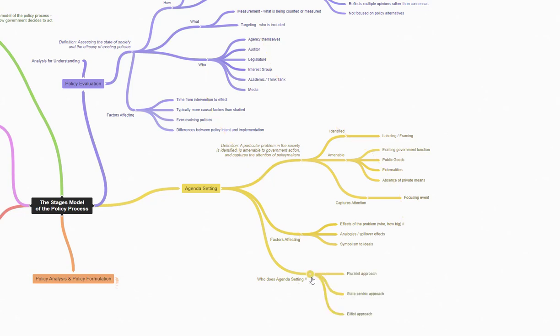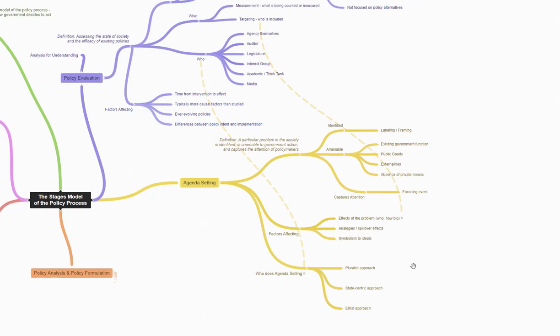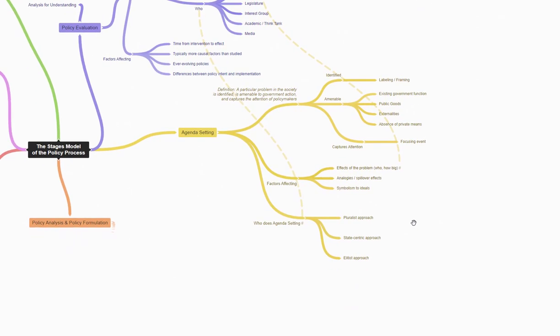Who does agenda setting? Some of the same people who do policy evaluation. But there's three kind of approaches to this idea of agenda setting. How do we get this thing on some policymaker's mind? There is what they call the pluralist approach, where the idea itself is compelling, and there's no individual necessarily involved in promoting this problem, this issue, to the policymaker. It's just something that's worth doing.